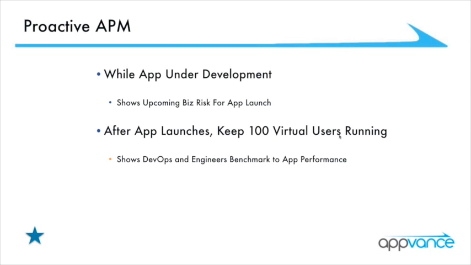And yet, it'll be incredibly important for the engineers and for the DevOps managers when they start to see tickets being opened, indicating that there's an issue with the app's performance. That's because if you keep these 100 virtual users running continuously, if you're taking a proactive APM strategy, then that would show the DevOps managers and the engineers a benchmark to app performance that they could measure the app against to uncover where the performance bottleneck lies and how significant it actually is.